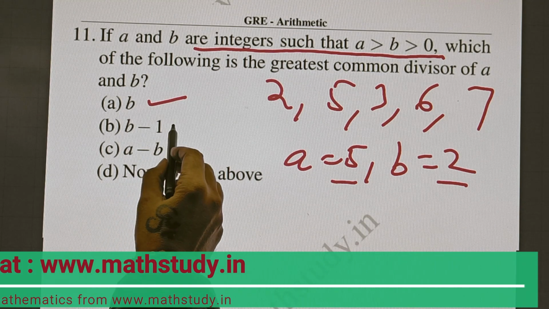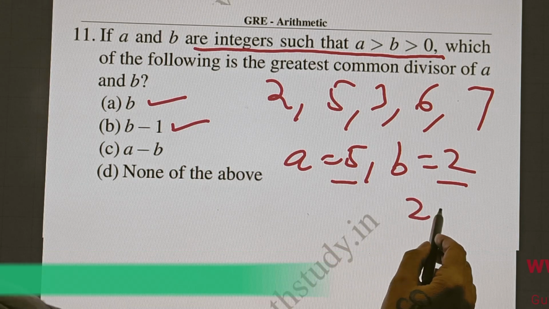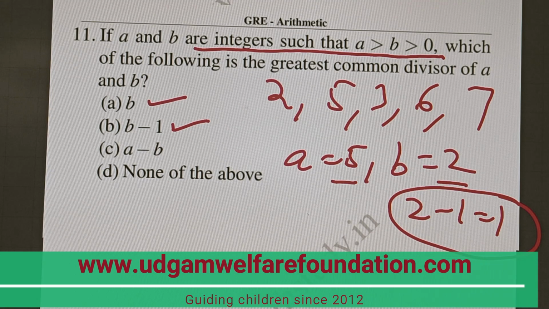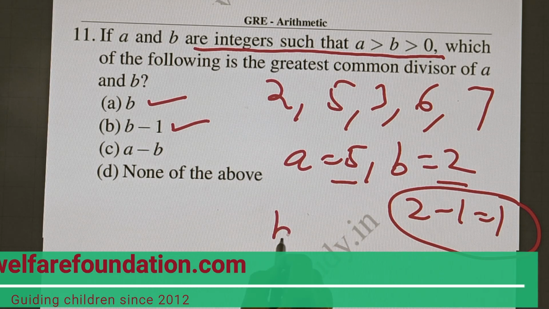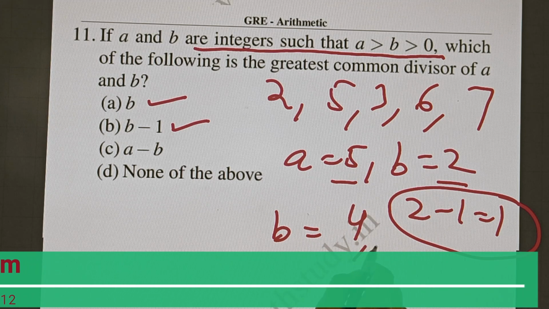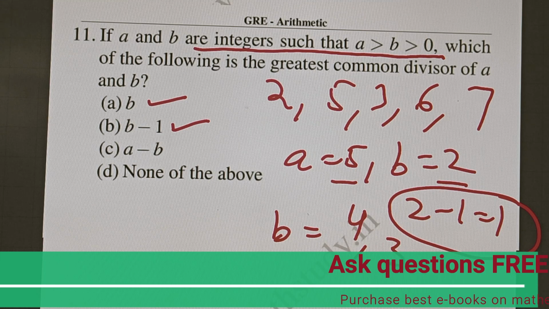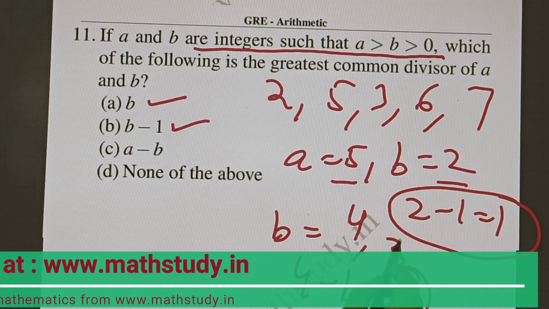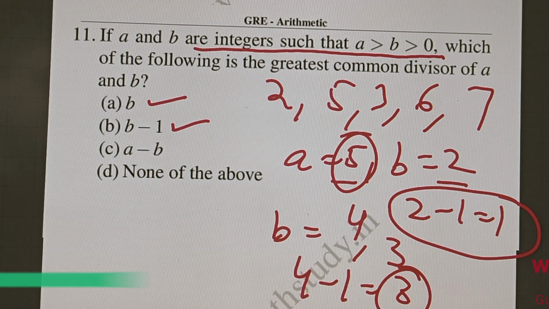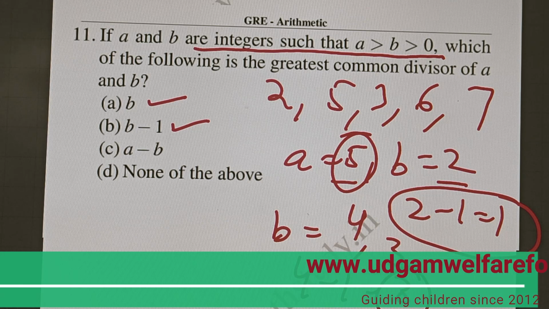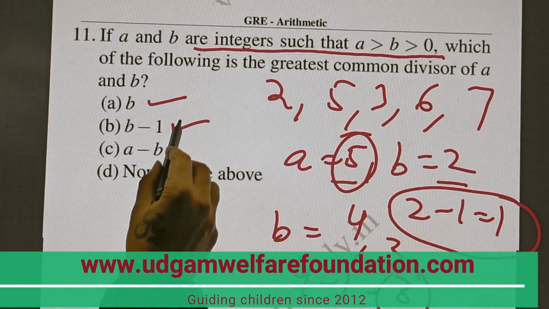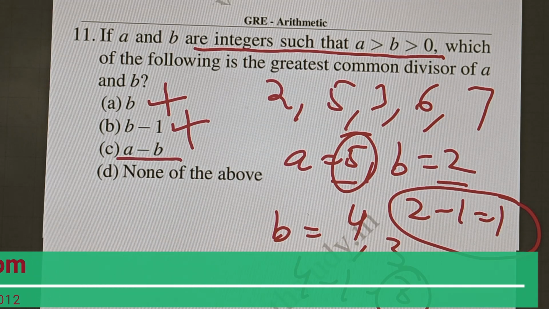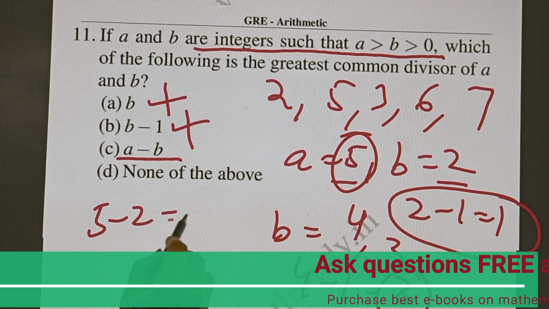Now we have to take b minus 1. Let us say 2 minus 1 is 1. So 1 is a factor, but whether it is applicable to other numbers as well. Let us assume b is equal to 4 or b is equal to 3, right? If we take b minus 1, that is 4 minus 1 equal to 3. If we check 3 and 5, we will find that there is no common factor in them. So this is also false. Both these statements are false. Now let us consider a minus b. So 5 minus 2 is equal to 3.